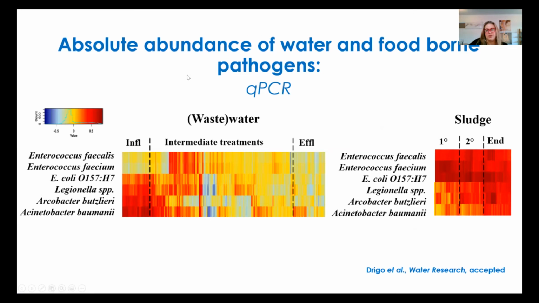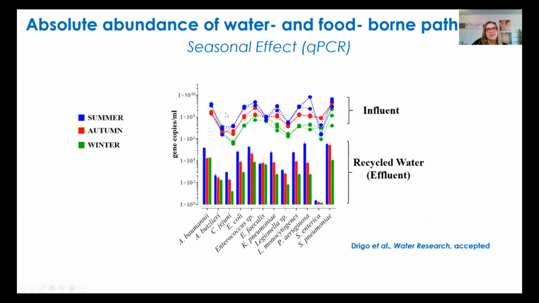How about the pathogens? Definitely the wastewater treatment plant, concerning the COP pathogens and the opportunistic pathogens in general, is cleaning them very well. Sludge is the place where they are most abundant. However, they are seasonally related. So for instance, the load of influent pathogens is quite high.